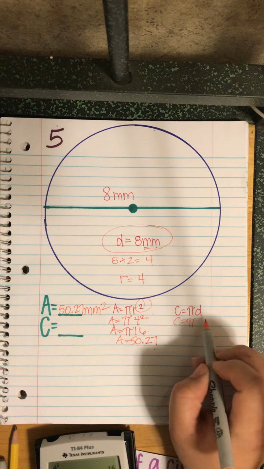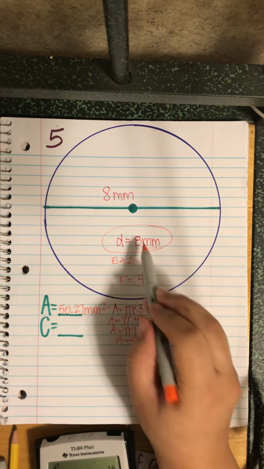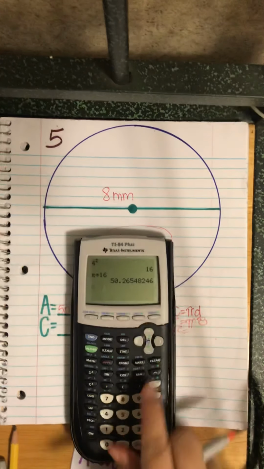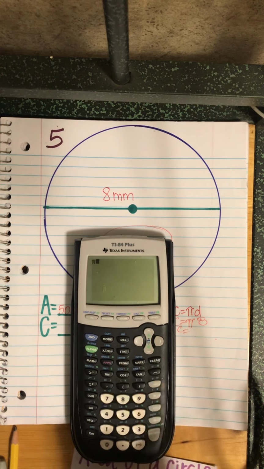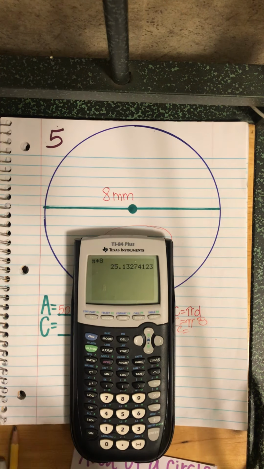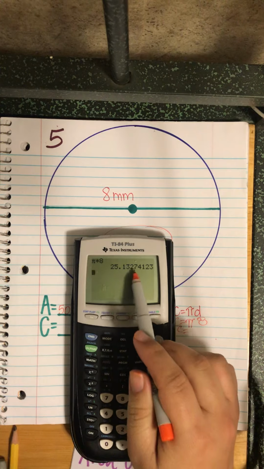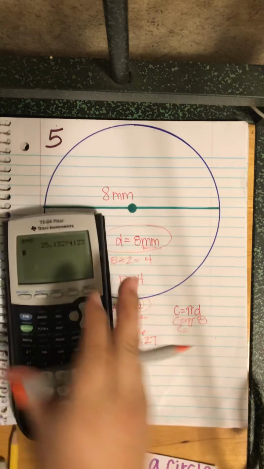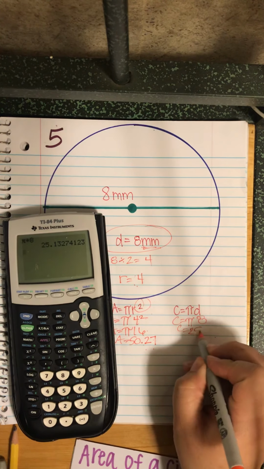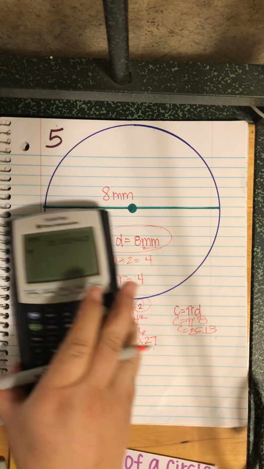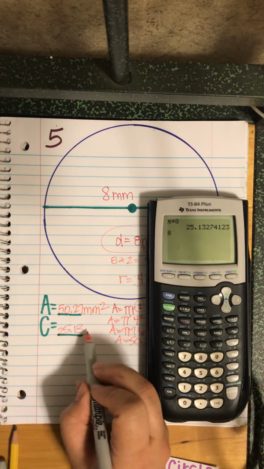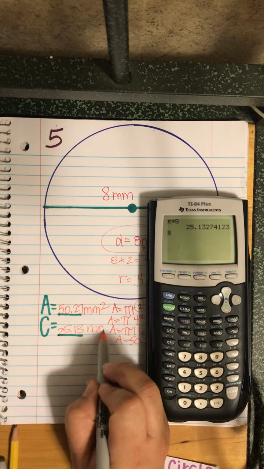Now for circumference, plugging it in. Pi d. Remember, not the radius, but the diameter. So C equals pi d. Get our calculator out. Pi times d, which is 8, equals 25.13. That 2 is lower than a 5, so we don't need to round that 3 up. Circumference equals 25.13. Change it over here, 25.13. Label it correctly. Millimeters.